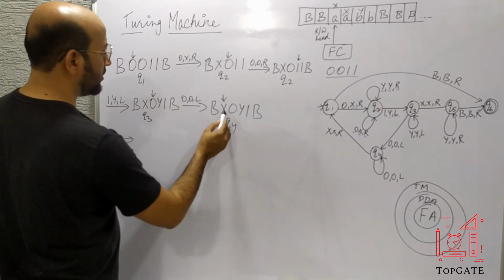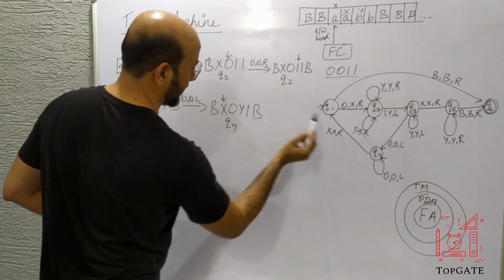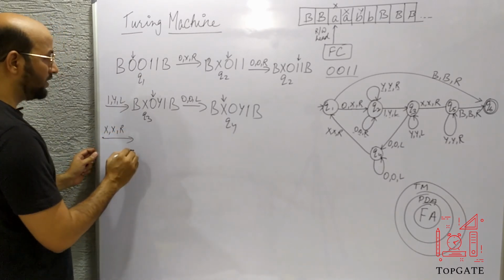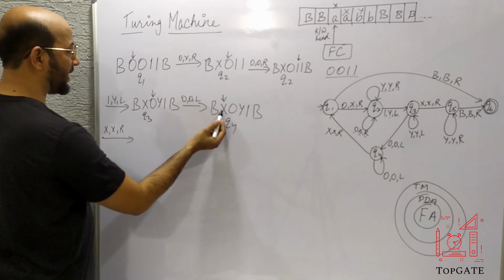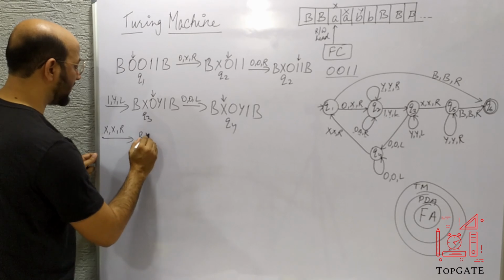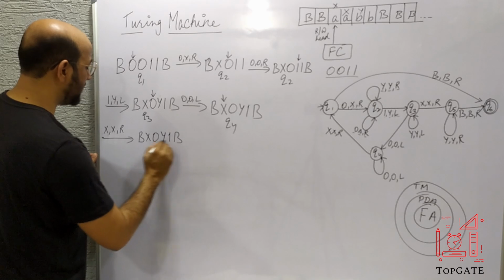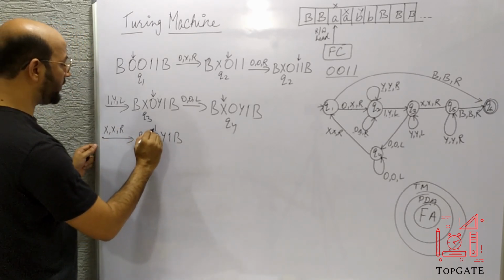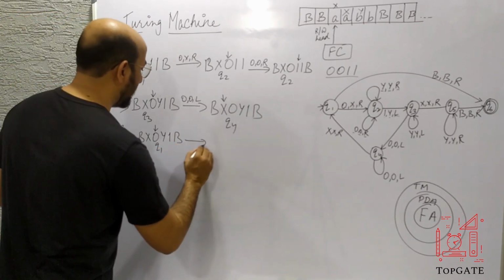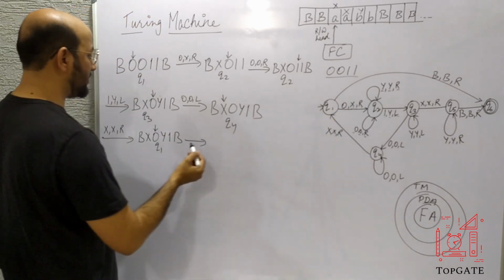Now the next one is at Q4 the input is X, so I'll do this one, X comma X comma R. It is saying whenever we are reading this X you should change it to X only, so B, X will be X only, 0, Y, 1, B, and move to the right, so the pointer will now point onto this one, and the state is now Q1.